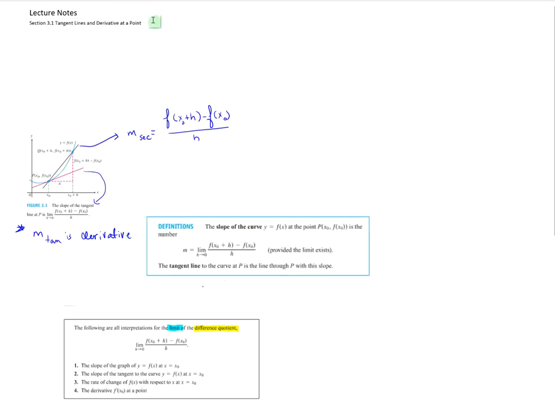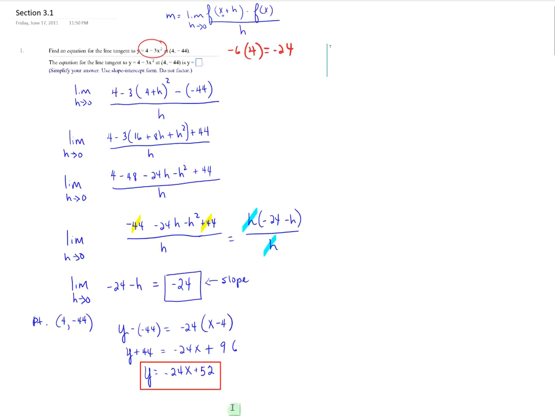So let's go look at our problems for this section. All right, number 1 says find an equation for the line tangent to y equals 4 minus 3x squared at the point 4 comma negative 44. So we're going to write that and use this, the slope. We remember that to write the equation of a line, you need a slope and you need a point. We don't have the slope.